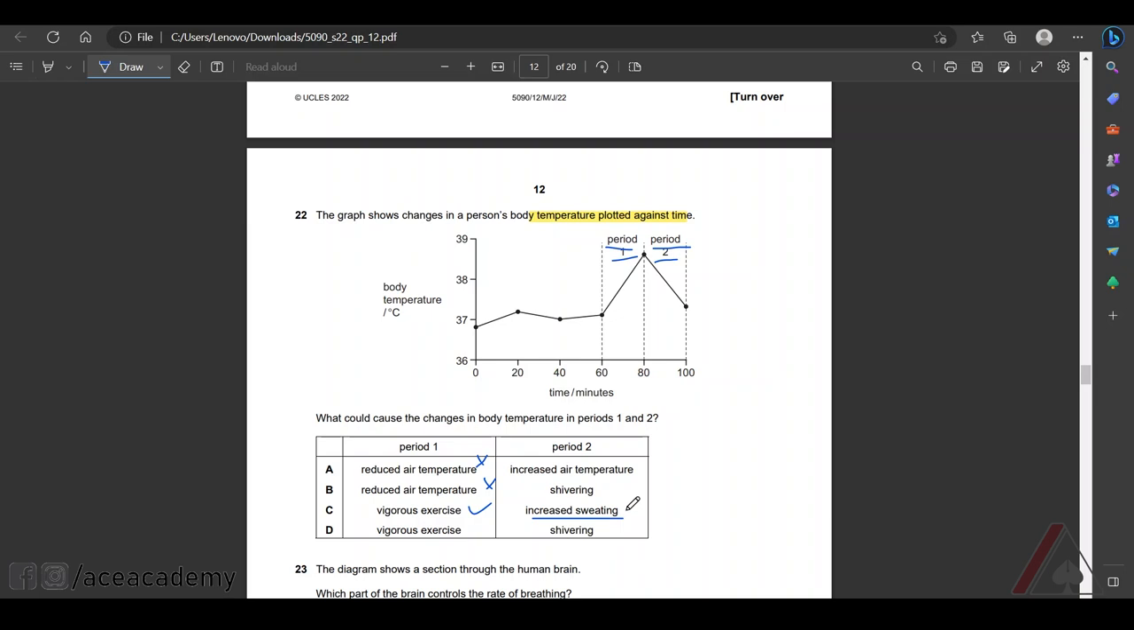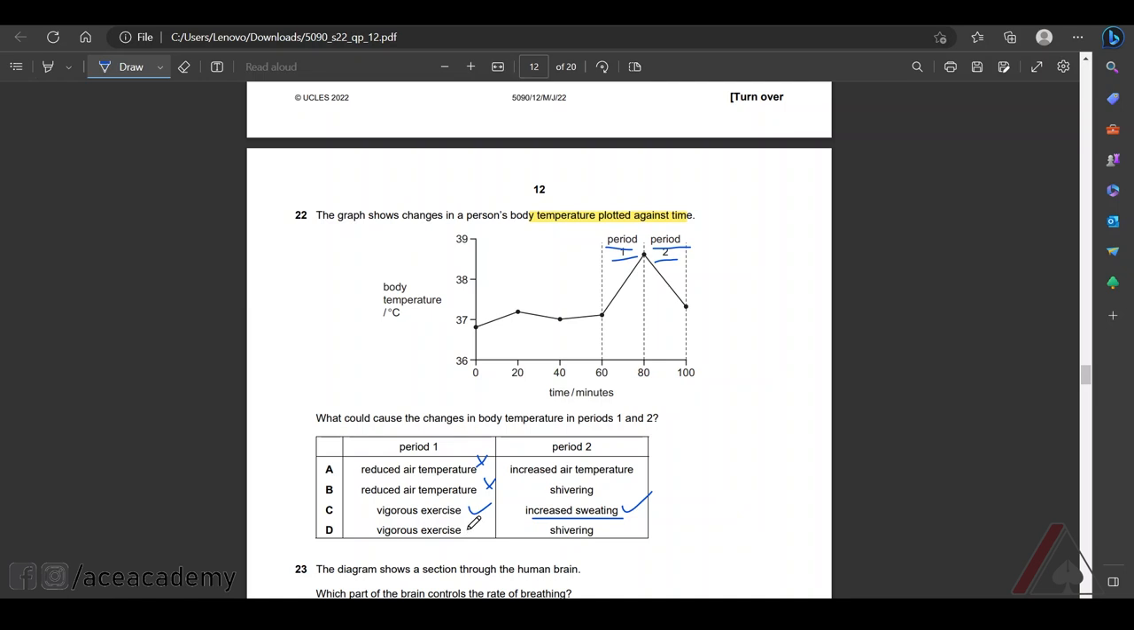Yes, that's also sensible because due to increased sweating, more evaporation happens at the skin surface, so a greater cooling effect is induced and body temperature should decrease. C is most likely our answer, but I'll still look at option D.